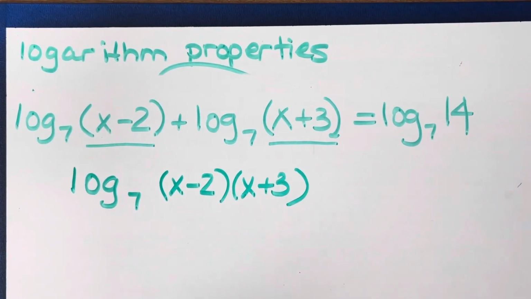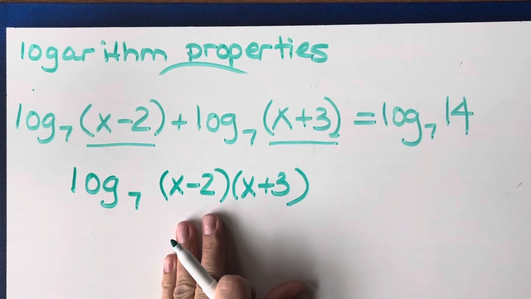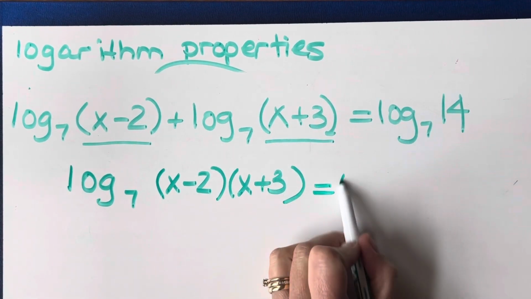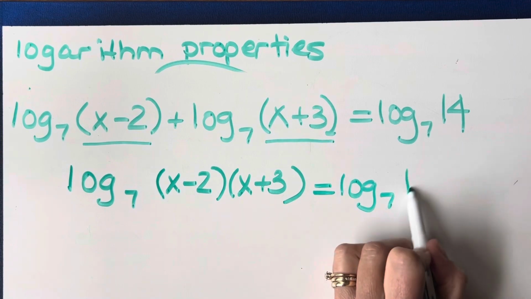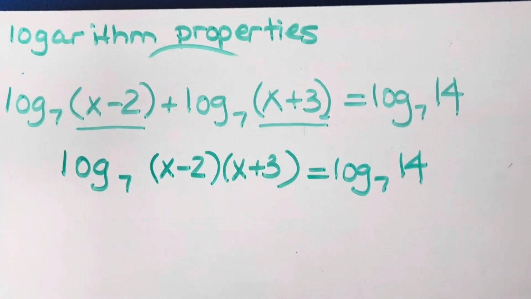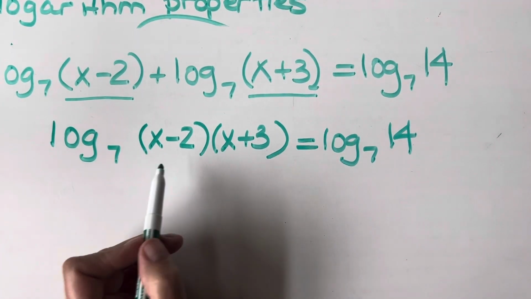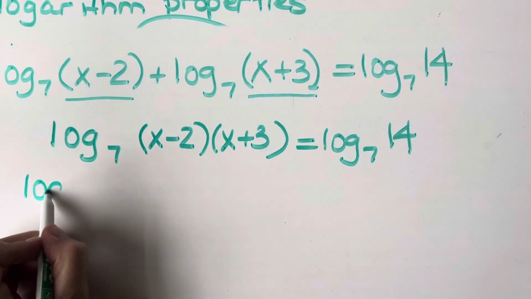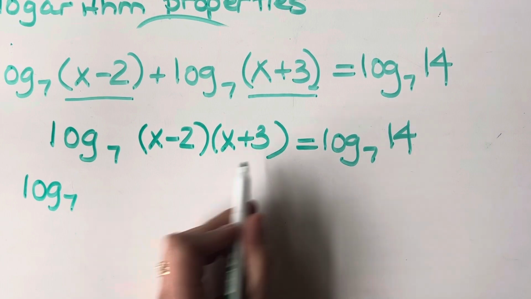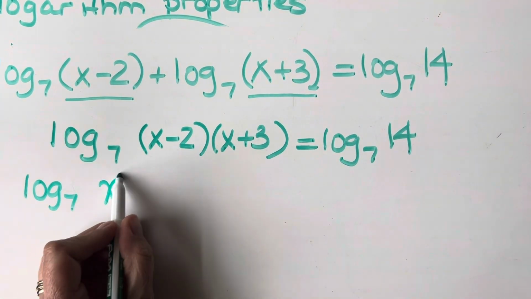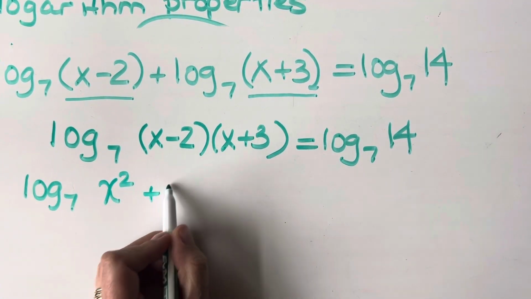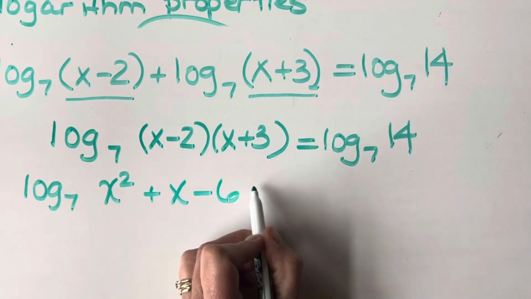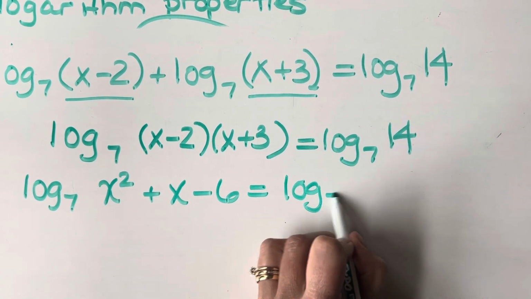So this kind of shrinks my problem down a little bit, and it's going to make it a little bit simpler to have fewer terms. The other side, there's nothing for me to do right now. I'm just going to keep on with that. So now I need to FOIL this out, right? So I need to have log base 7, and I'm going to multiply this out, and I'm going to get x squared plus x minus 6. That is after I combine all of my like terms.